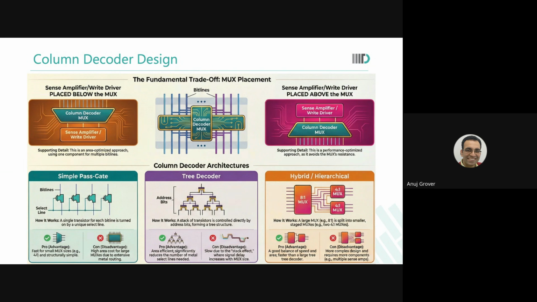There is also one more thing in tree decoder we talked about: the disadvantage of tree decoding is a large delay because of this type of transistors. We said that if the project goal is density, then we prefer tree decoding. If the project goal is speed, tree decoding will only add more delay.